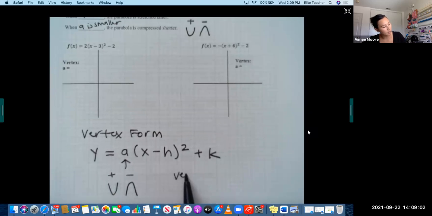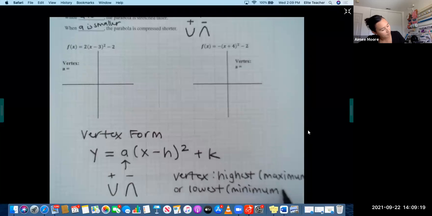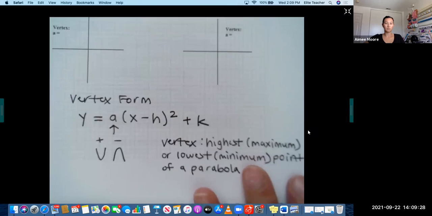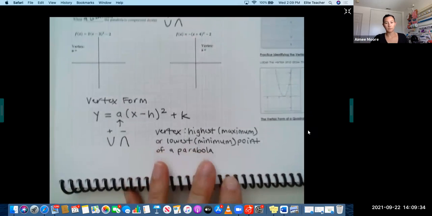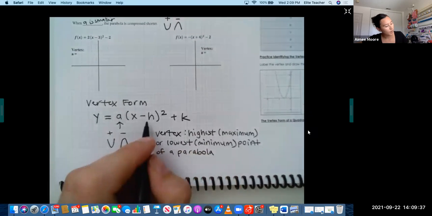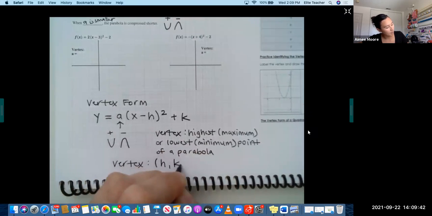And then vertex form also tells us the vertex. So the vertex is the highest or lowest point of the parabola. If it's the highest, we call it the maximum. Or lowest, which we call a minimum. And so we can find the vertex when it's in vertex form. It is just h comma k.